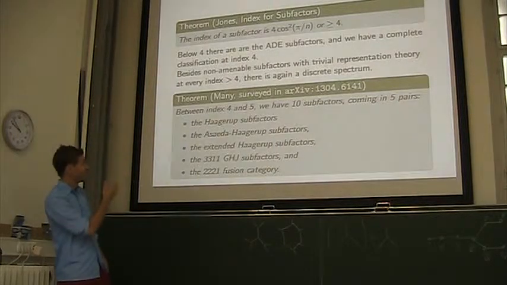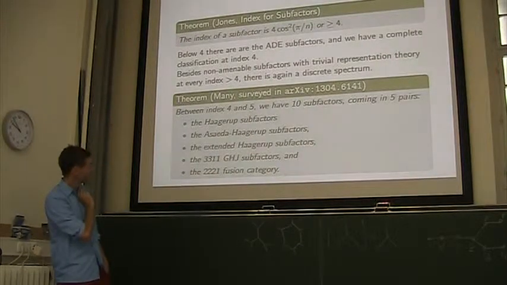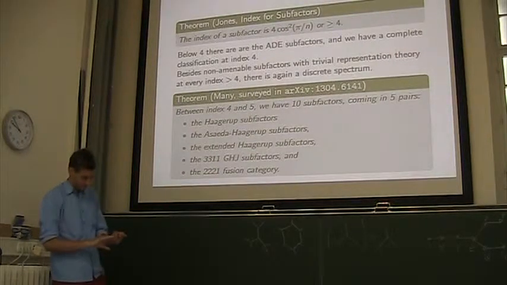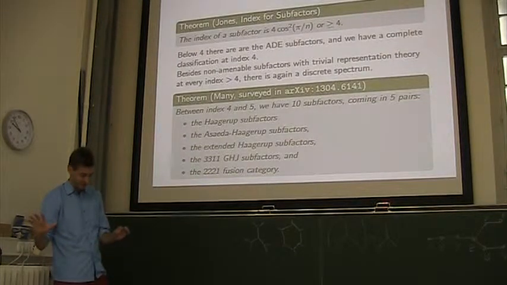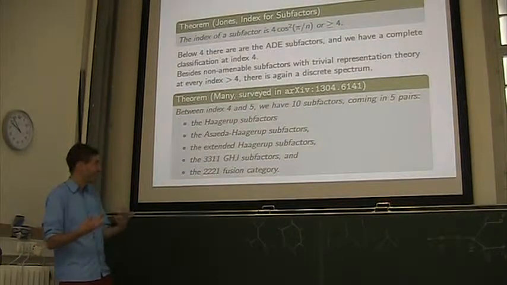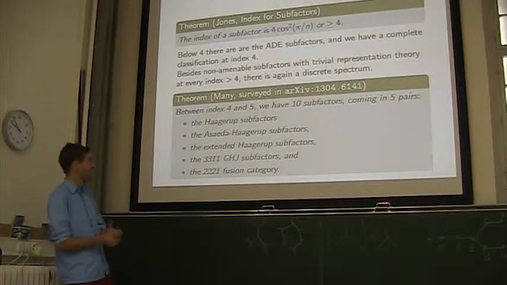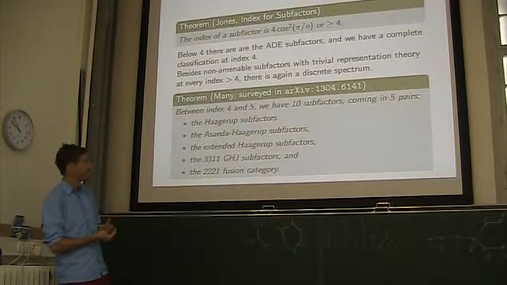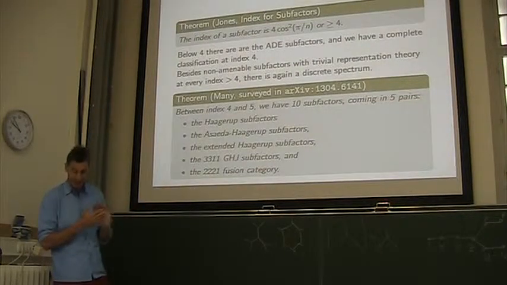So below 4, there's a complete classification in terms of these ADE subfactors, and there's a similar classification of index exactly 4. Then above 4, there's sort of the terrible subfactors, the non-amenable ones, whose representation theory is trivial. And as category theorists, we have nothing to say about them whatsoever. But as soon as you're outside the non-amenable case, there's actually, again, a discrete spectrum of possible index values.